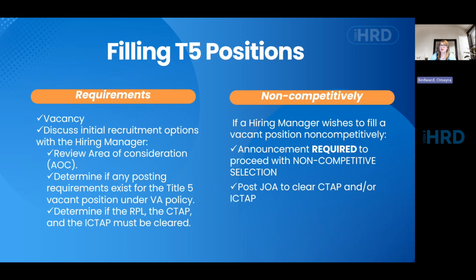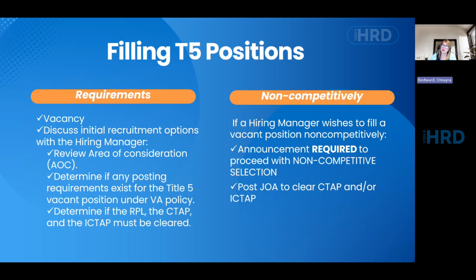Now, when filling Title 5 positions, those of us in staffing know the requirements. There has to be a vacancy, obviously. It has to last more than 120 days. And we're talking in terms of the topic that we're discussing today, CTAP and ICTAP. There has to be a discussion of initial recruitment options with the hiring manager. We want to see what the area of consideration is, determine if any other requirements exist according to the policy or regulations in your section, and discuss if the RPL, CTAP, and ICTAP need to be cleared.